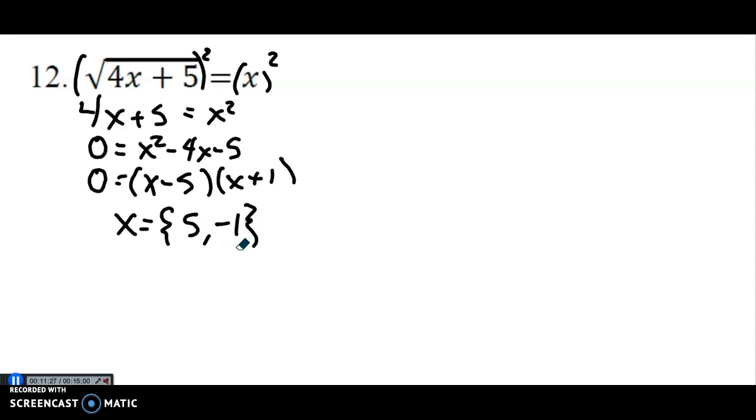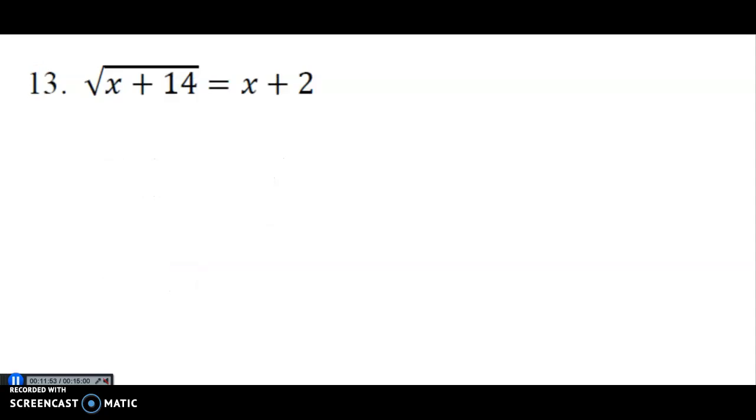Let's try negative 1. 4 times negative 1 is negative 4. Negative 4 plus 5 is positive 1. The square root of 1 is 1. So it didn't work because we got negative 1 as our answer, but it would need to be 1. So negative 1 is an extraneous solution. The answer to this problem is positive 5.